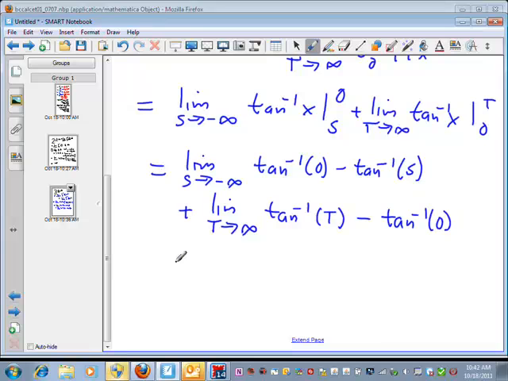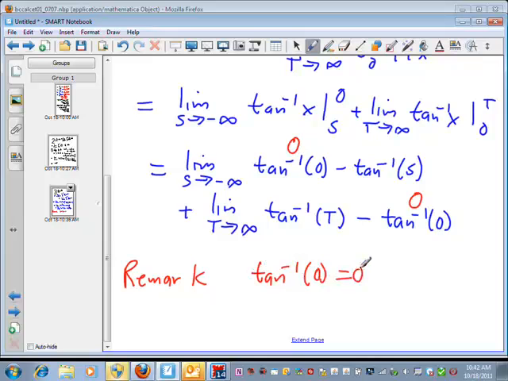The angle whose tangent is 0. What is that? That is 0. That's right. So this is 0, because the tangent of 0 is equal to 0. That's what the inverse tangent means. So here's the remark. The inverse tangent of 0 is equal to 0, and that's true if and only if the tangent of 0 is 0. That's why that works.